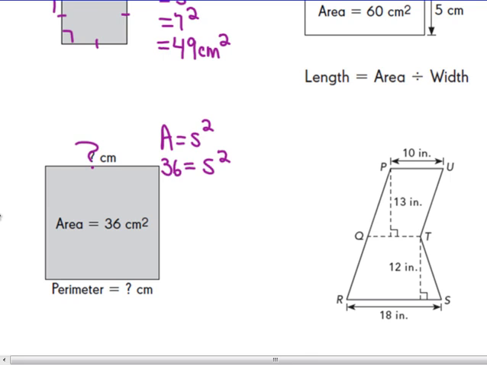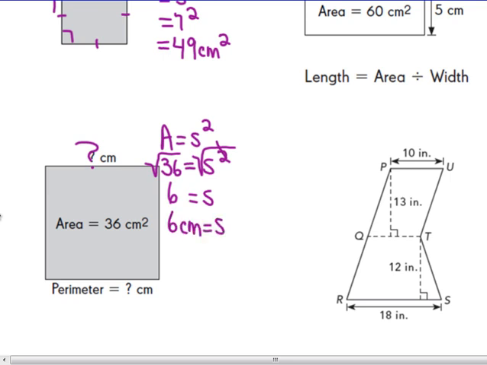What's the opposite of squaring to figure this out? Square rooting. Not dividing by 2. Square rooting. So that's our radical symbol. So the square root of 36 is 6, equals the side. These cancel. That's your inverse, that's your cancel step. So 6 centimeters is the side.